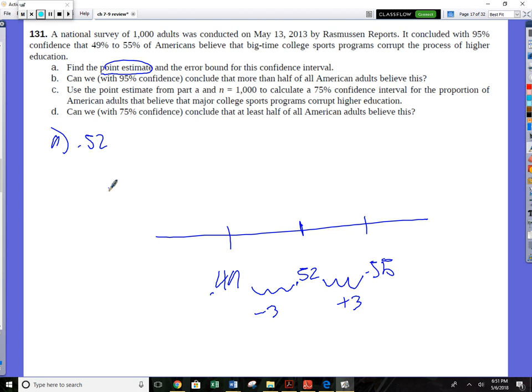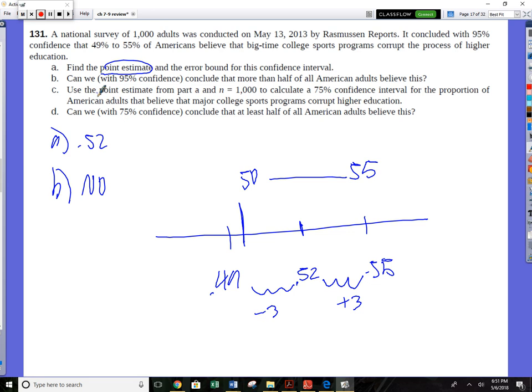B, can we with 95% confidence conclude that more than half of all Americans believe this? Well, more than half would be 50. So if your window was from 50 to 55, it'd be yes. But because we include 49, your answer is no.